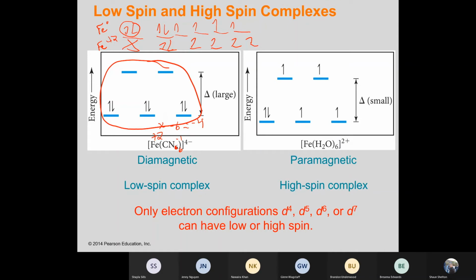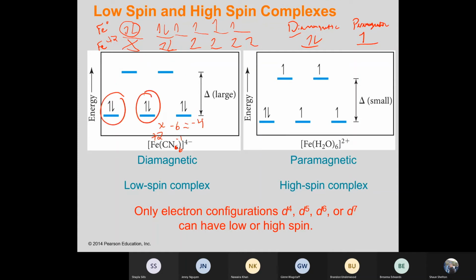The next thing we do is we figure out the magnetism. So if you don't remember this, I'm going to do a quick explanation here. You have diamagnetic and you have paramagnetic. Di means there's 2 electrons paired together, whereas para, there's only 1 electron. So as we look at these orbitals here, we see that they're all paired up. That means that this diagram illustration represents a diamagnetic complex.